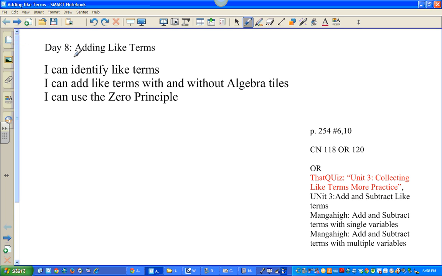Okay, today we are adding like terms. So we're going to use algebra tiles to represent like terms, and your practice will be in the textbook, page 254, or the course notes, or we have some Kahoot Quiz and Mangahigh to try. This is all going to be on Edmodo.